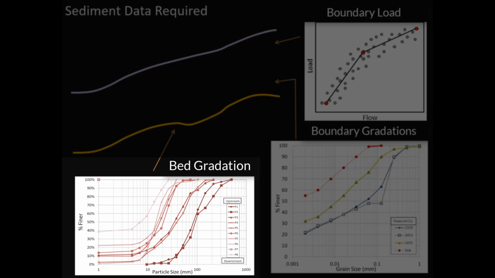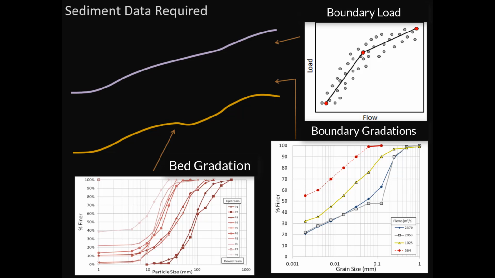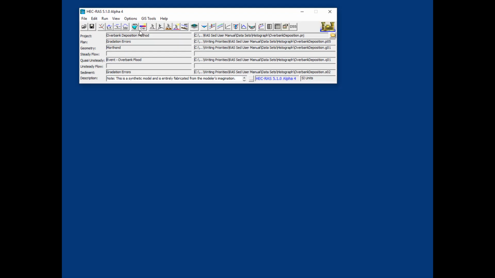And then you also need to specify the gradation of the flux, the gradation of the sediment load coming in from your upstream boundary conditions. And of course, you would need to do the same thing at tribs and things like that. But definitely every model needs bed gradations and gradations of the load coming into the model. So if you're not familiar with the sediment transport model in RAS, go ahead and check out some of the introductory videos that will walk you through the process of putting these data in.